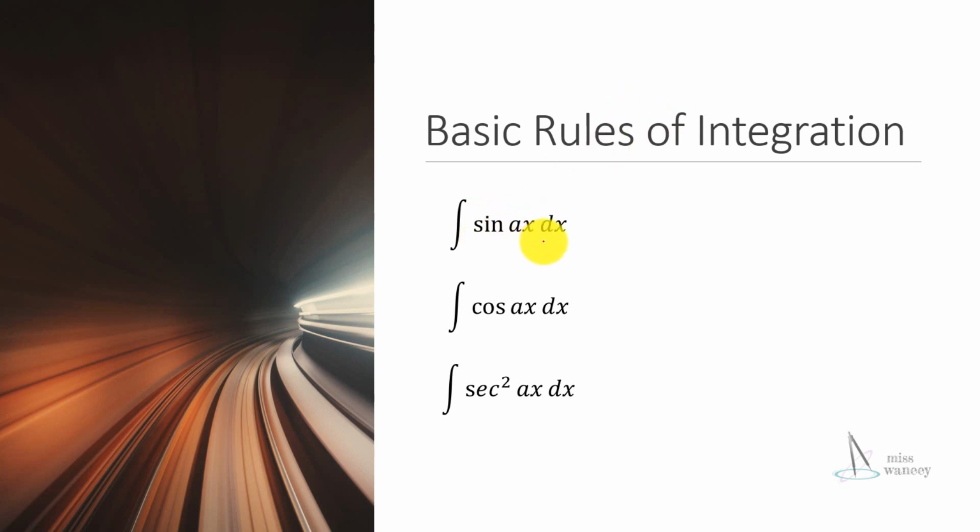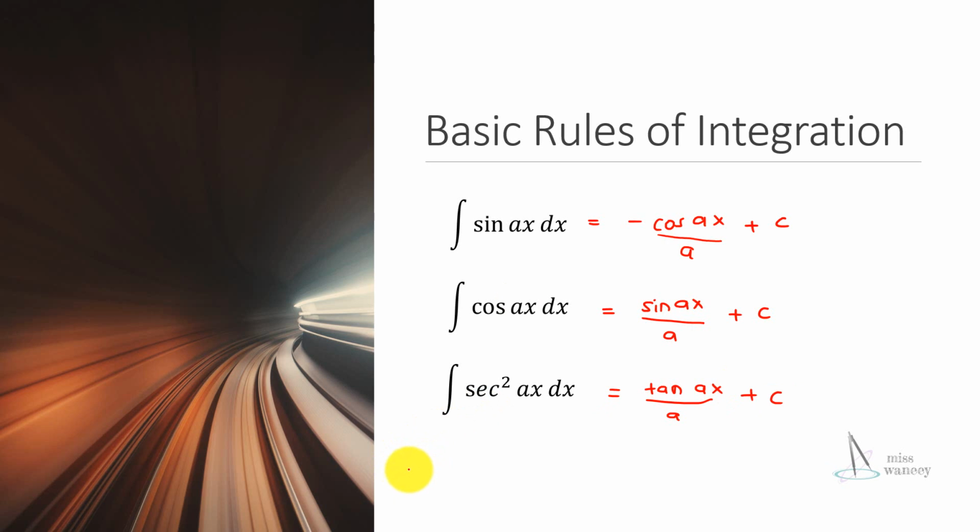Integrating sine ax dx is equal to negative cos of ax, and then we have to divide by the coefficient of x, which is a, plus c. If we have to integrate cos ax dx, this is sine of ax divided by the coefficient of x, which is a, plus c. Integrating secant square ax dx is equal to tangent of ax over a plus c.